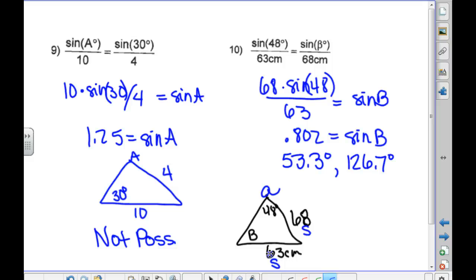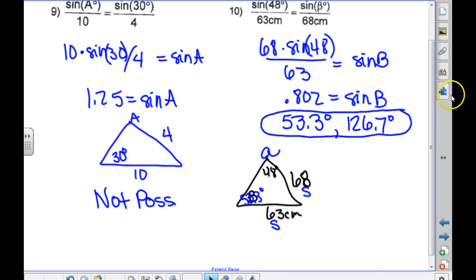It depends on the size of the angle given, the lengths of the sides, but we have to be very careful. Now, this triangle, according to this right here, has an angle over here that could be 53 degrees, 53.3. Would that be reasonable for this picture? 53.3 is across from 68, 48 is across from 63. Does that seem okay? Can we throw this solution away? Can we throw that solution of 126.7 out?